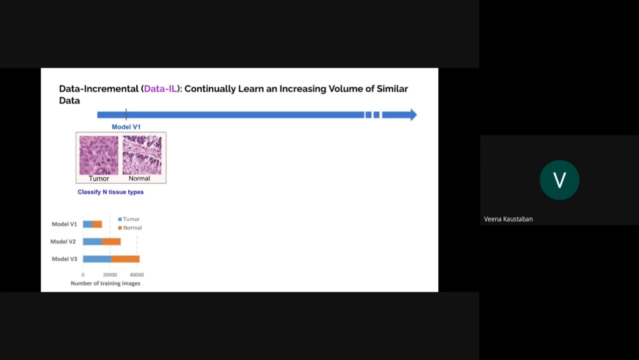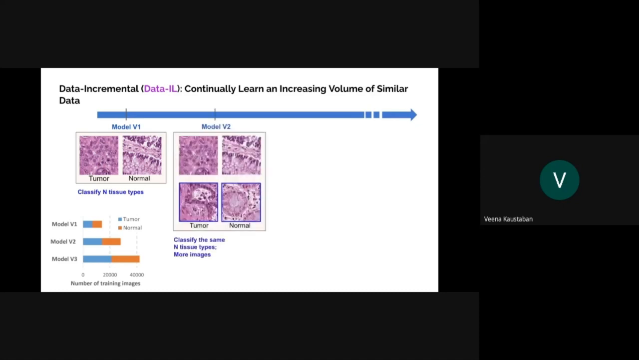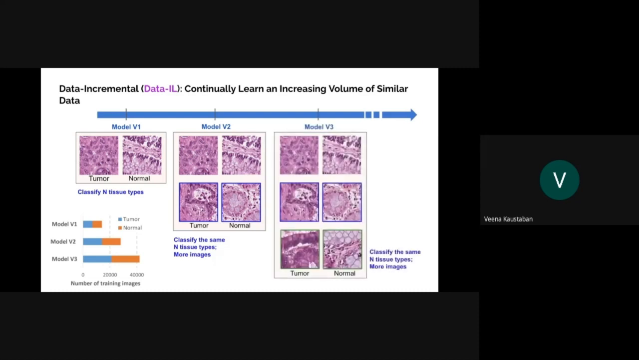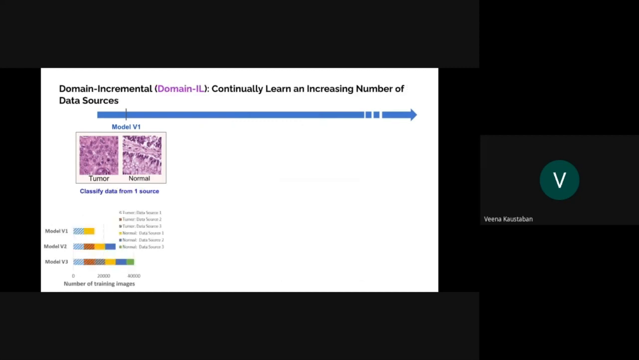The first iteration of the model, V1, is trained on 2 classes. With more data coming in with the same 2 classes, model V2 is trained mostly on the new batch. And this can be repeated for any number of update steps, where the model is trained mostly on the latest batch of training examples.